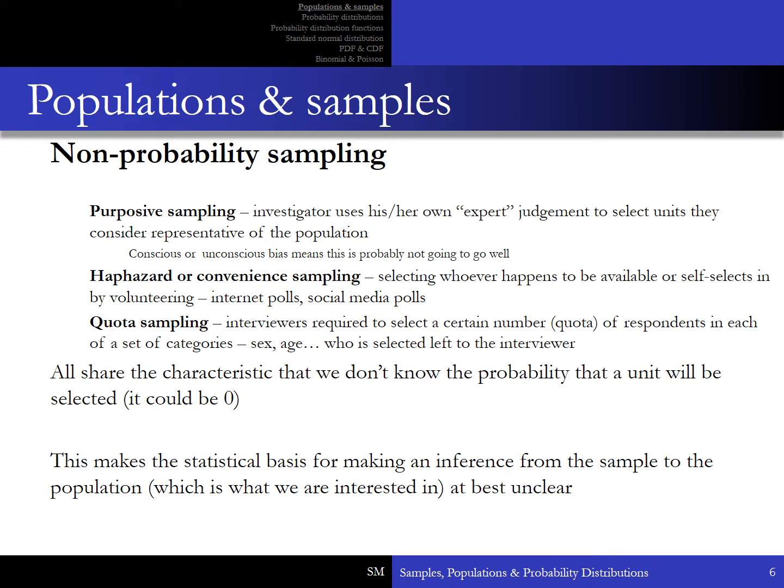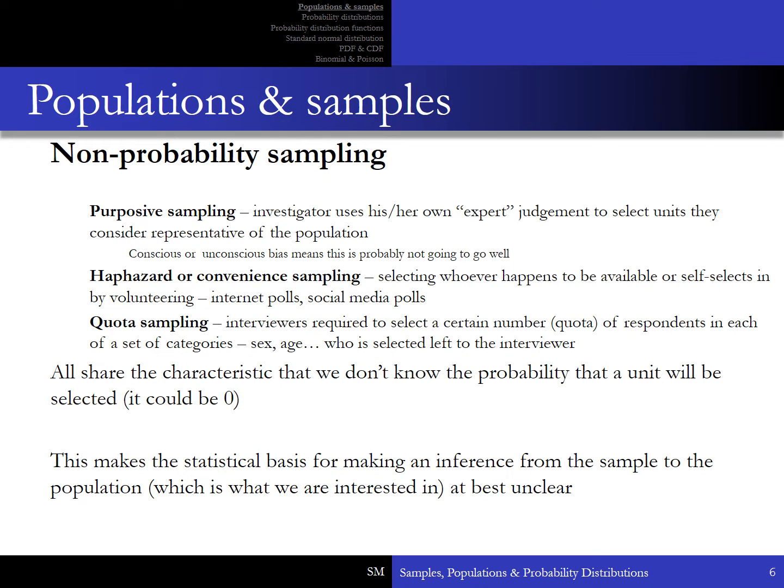Secondly, haphazard or convenience sampling. That amounts to selecting whoever happens to be available or self-selects in by volunteering. Examples of this are things like internet polls or the sort of social media poll that one sees from time to time on platforms like Twitter. Finally, quota sampling. In quota sampling, interviewers are required to select a certain number, a quota, of respondents in each of a set of categories: sex, age, social class, so on and so forth. Who exactly is selected is left to the interviewer.